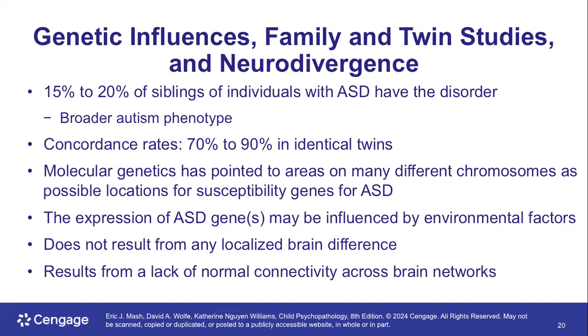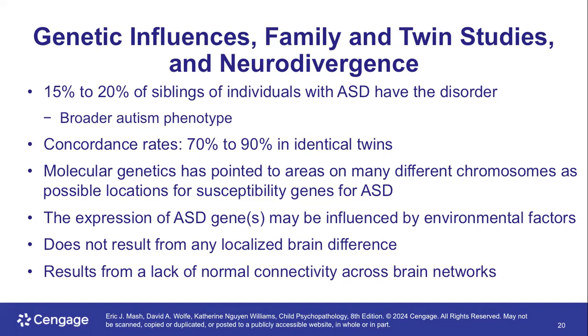Now, keep in mind, the general population is roughly 1 in 40, a little over a 2.5% chance of being diagnosed with autism, but with siblings, it's 15 to 20%. And with identical twins, it's 70 to 90. So there is a genetic part. And we see with molecular genetics that there are areas on different chromosomes that create susceptibility for autism spectrum disorder, right? Now, the genes themselves can also be influenced by environmental factors.